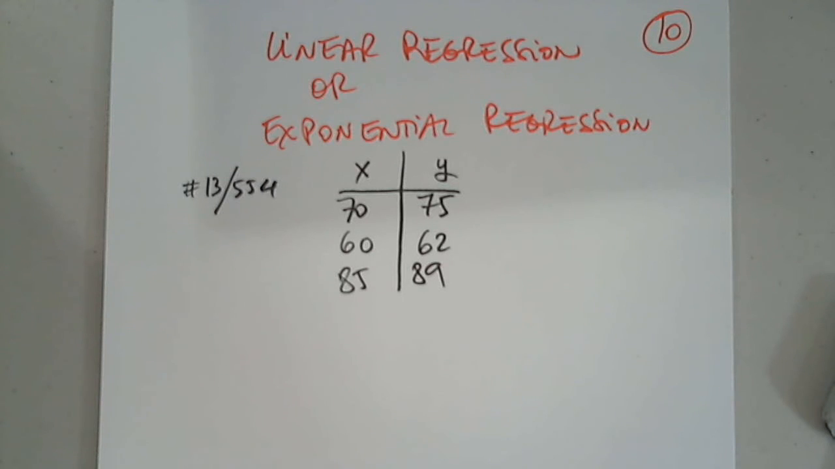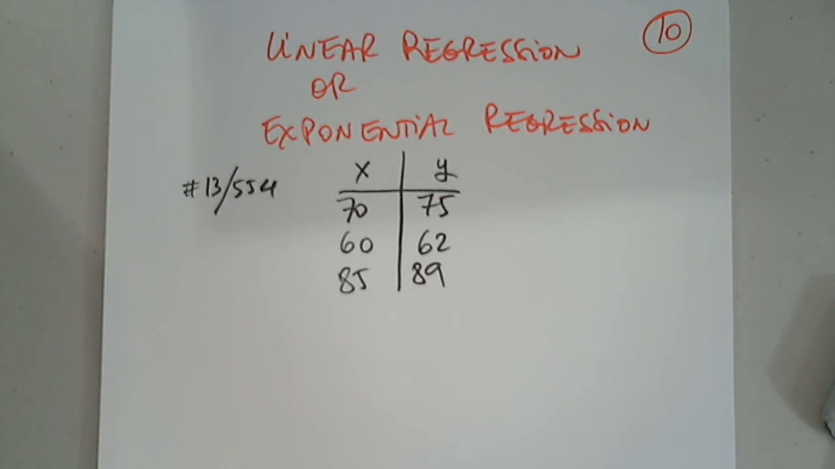Okay, so we have 70, 60, and 85 correspondingly in the same exact order, 75, 62, and 89. You could say, show me that this looks like a line, and here's what I'm going to do to show you that.